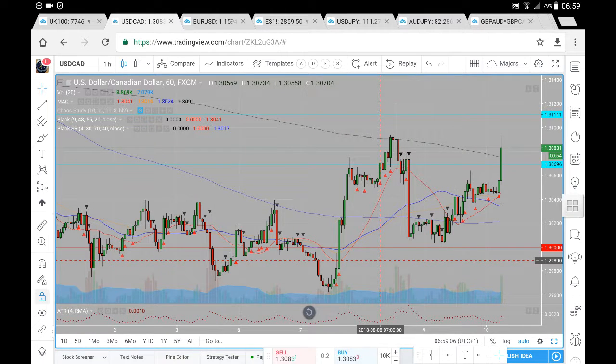So this is the USDCAD analysis for Friday, the 10th of August. Now let's have a look at what happened with prices and where prices may likely go.